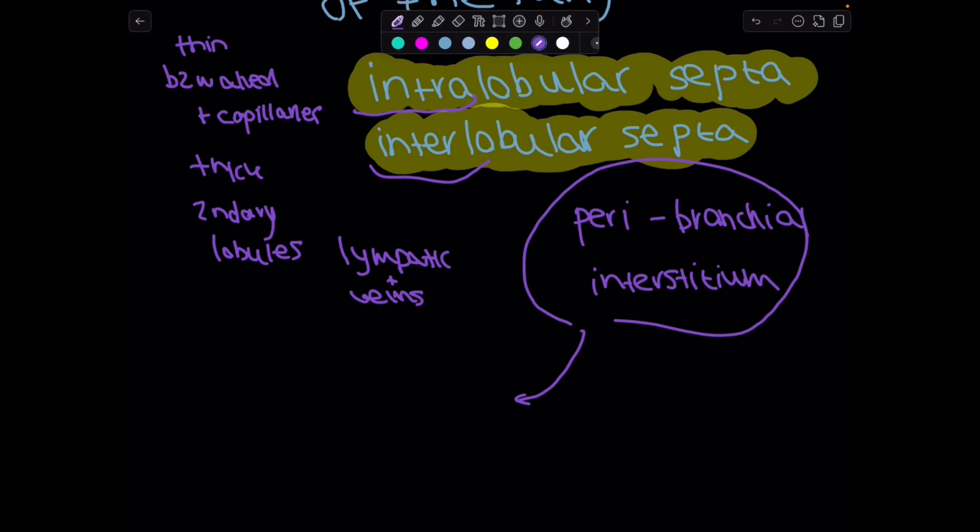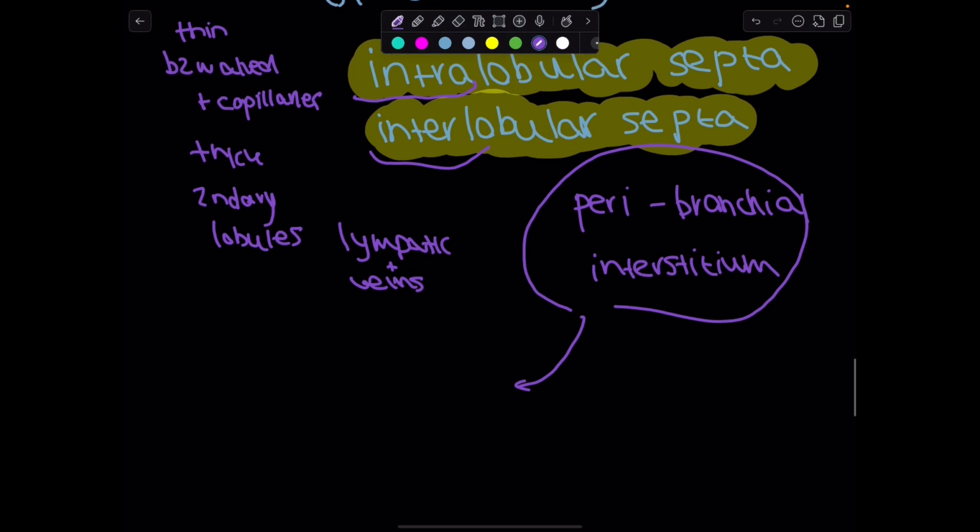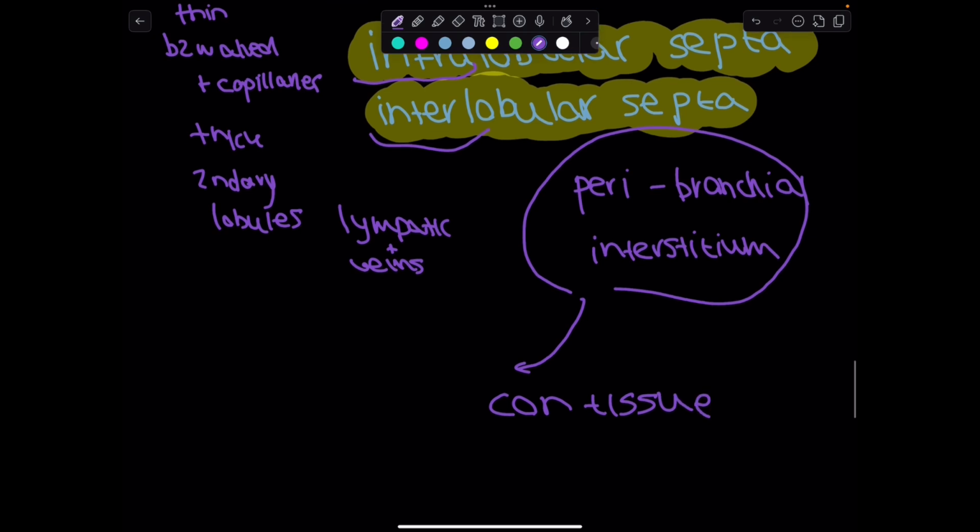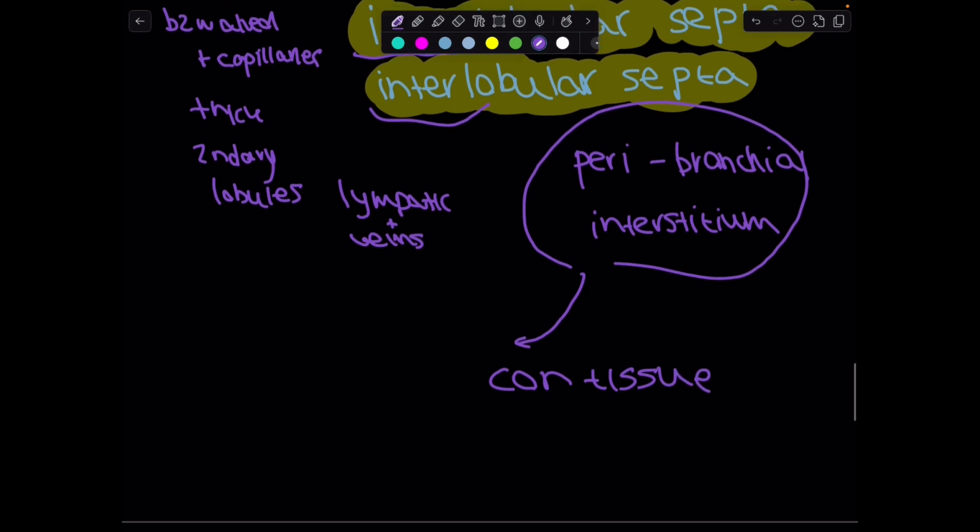Bro, I'm really confused, to be honest. What is this peribronchial? What's the difference between peribronchial and other types of bronchial? Explain to me in a sentence or two. The peribronchial interstitium is the connective tissue surrounding the bronchi and bronchioles, supporting airways with vessels and nerves, unlike intralobular septa, within lobules around alveoli.